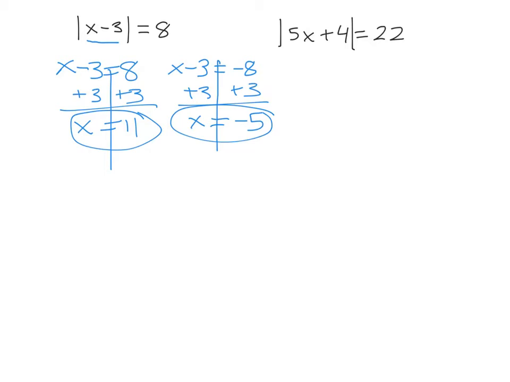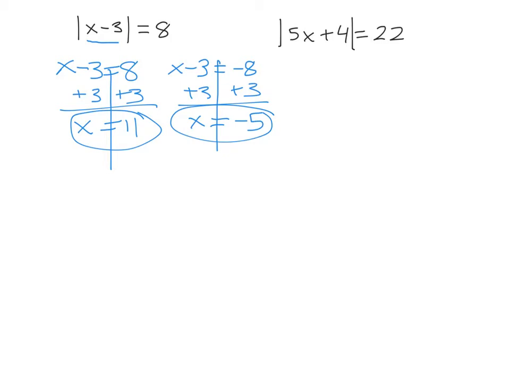And if we want to check it just to make sure, let's plug 11 back into the equation. 11 minus 3 equals 8. The absolute value of 8 is 8. X equals negative 5. We put that in. Negative 5 minus 3 is negative 8. The absolute value of negative 8 is positive 8. So both of these values make this equation true.